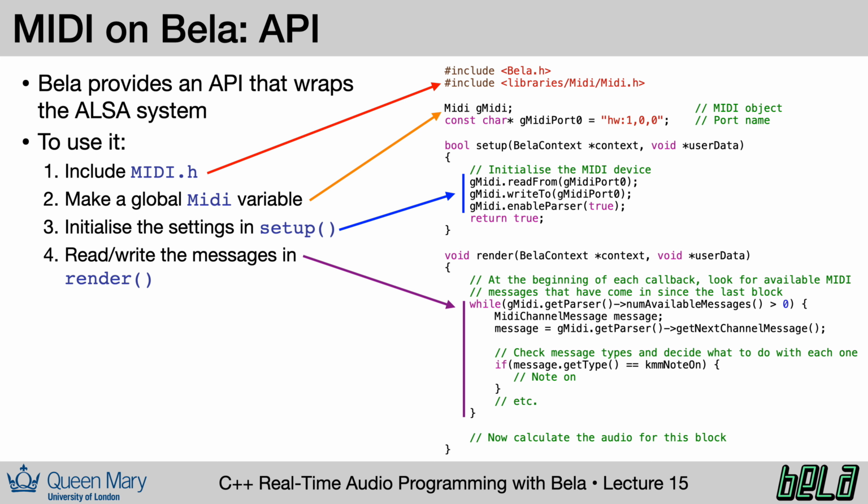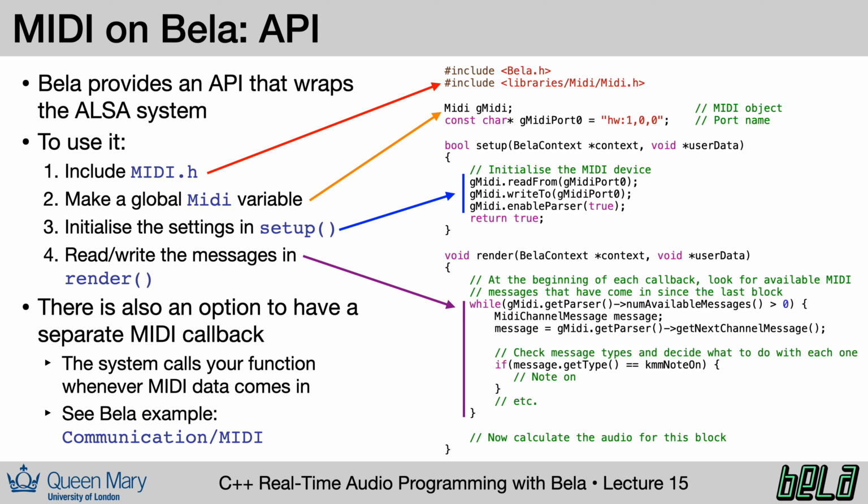You can see that at the top of the render function we have written a while loop. The while loop runs as long as the condition is true, and what we're doing is checking whether there have been any new messages received. If there are messages received, then we can get it from the parser using the method getNextChannelMessage. We can then decode the message according to what type of message it is. This involves a series of if statements. The types are defined inside the midi.h file. For example, kmmNoteOn indicates a MIDI note on message.